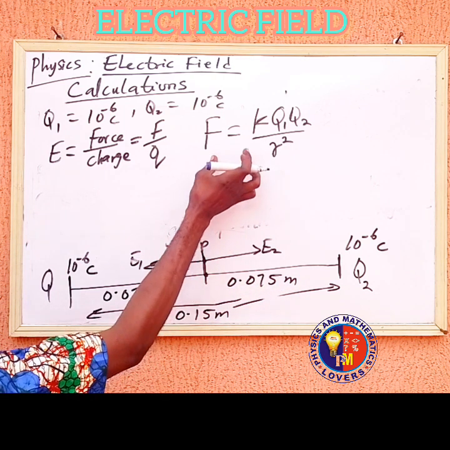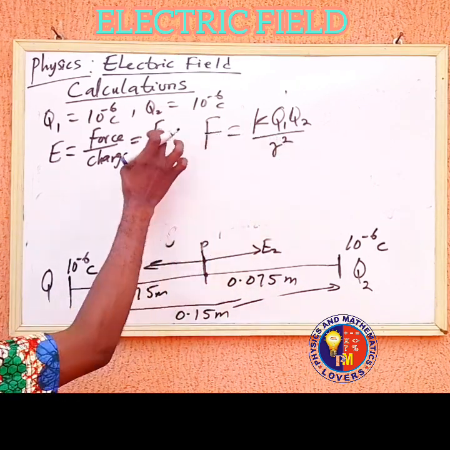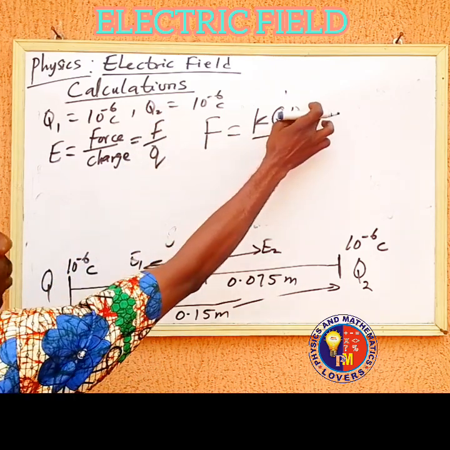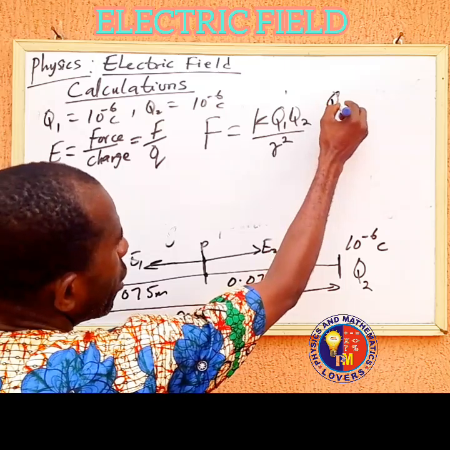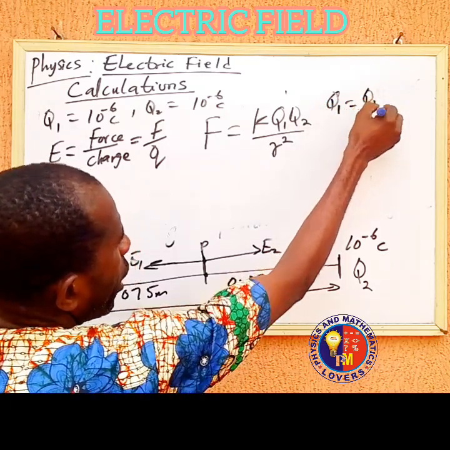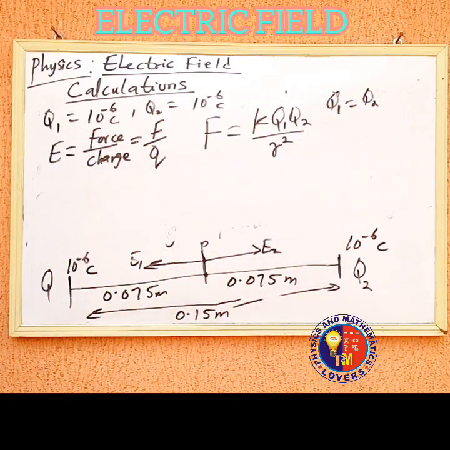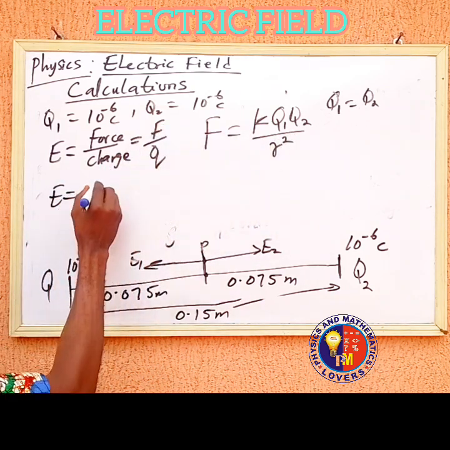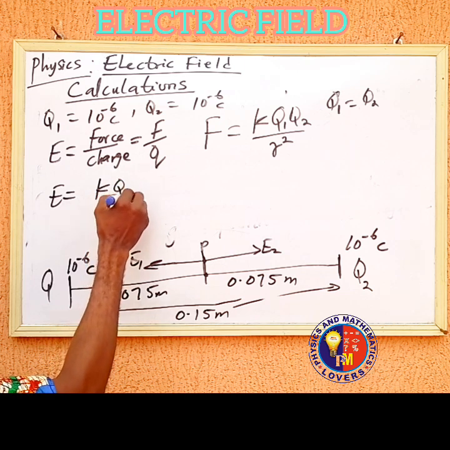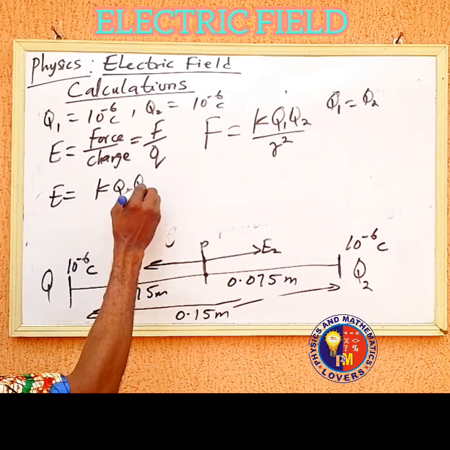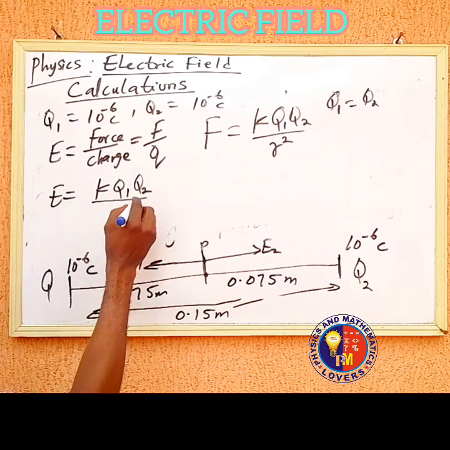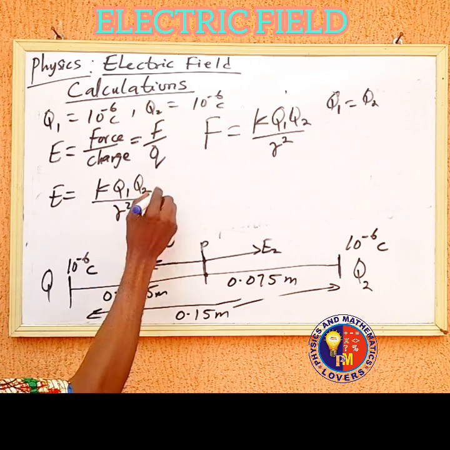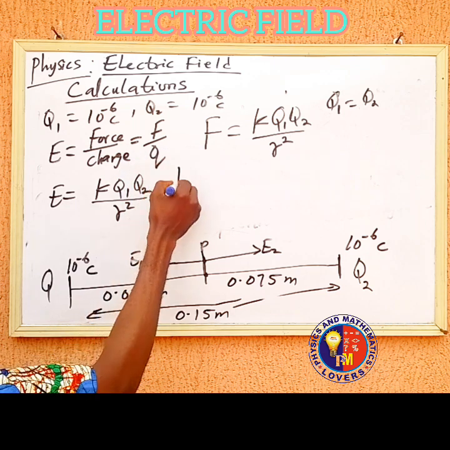So if we decide to use this one here to replace this, since both of them are the same, Q1 is equal to Q2, according to the parameters given to us here. So let us substitute this in this case, so that we can now have E equal to K Q1 Q2 all over R squared, divided by Q1. At the end of the day we're going to divide by this Q1 all over what?